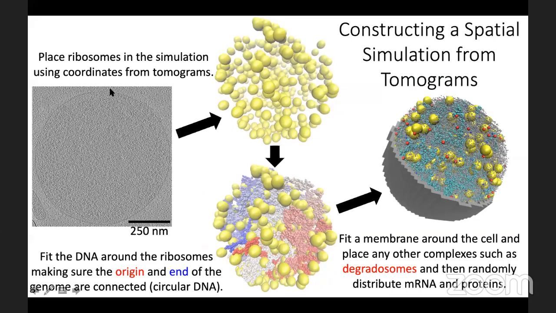So to build our cell simulation, we go from our tomogram, we obtain the ribosome coordinates and put them into the simulation. So we have yellow spheres as the ribosomes. And then my group mate, Benjamin Gilbert, wrote some code that places the DNA, and we have circular DNA. So the DNA here in the bottom picture is colored such that the red is the origin and then blue is the end of the DNA. So you can see that it does return to itself, and we have circular DNA that we've placed around our ribosomes. And then you can place degradosomes, which are the red spheres, and then you can place the 77,000 proteins from the proteomics.